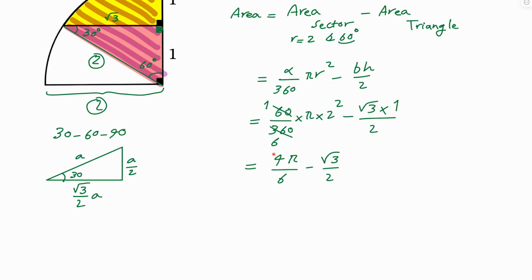We also can divide this and this by 2. We get 2 here and 3 here. We can write 2 pi over 3 minus the square root of 3 divided by 2. And this is the final answer to the problem.